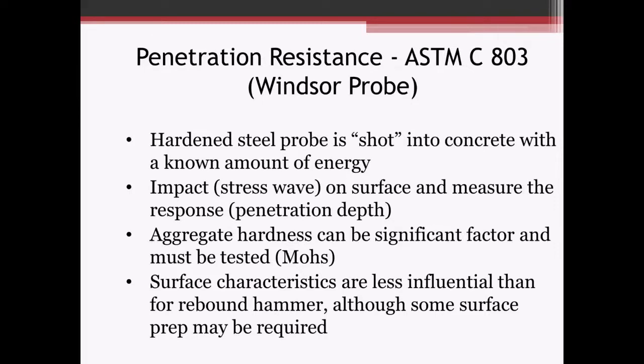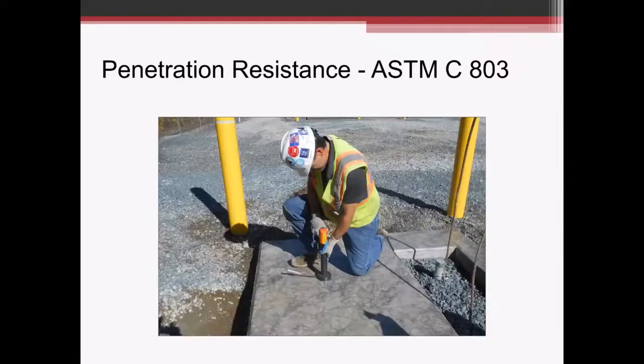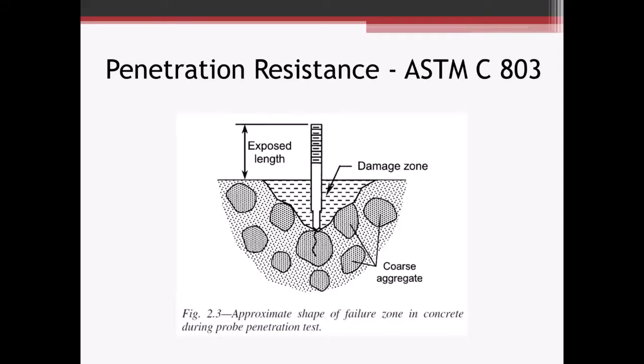Surface characteristics are less influential than for the rebound hammer, although some surface prep may be required. If you've got a rough surface, you should probably take a grinding stone to it. Pretty simple setup. You've got basically a powder-actuated device that shoots a probe into the concrete, and then we're measuring the penetration of the probe. You can see here, just showing how the aggregate might come into play.